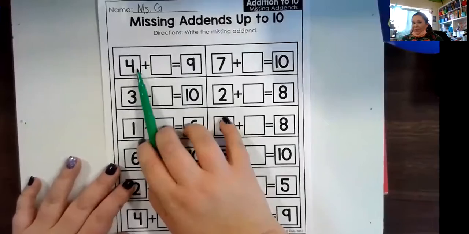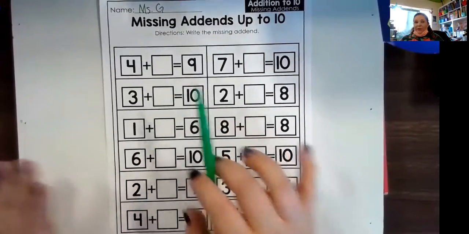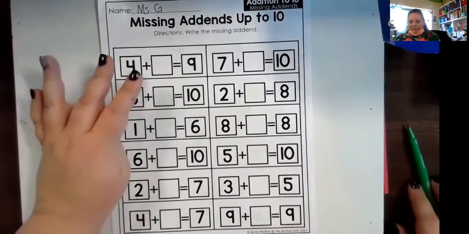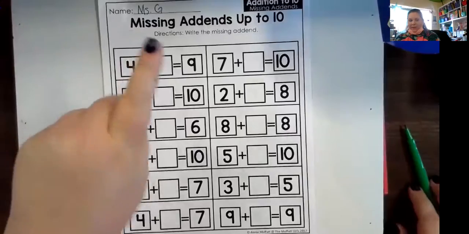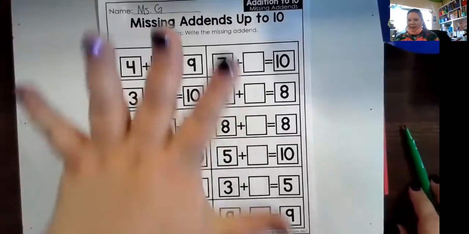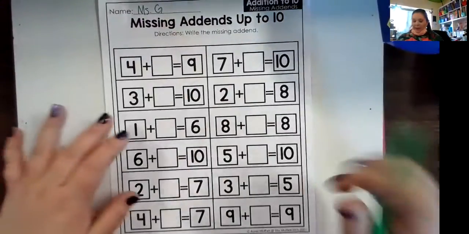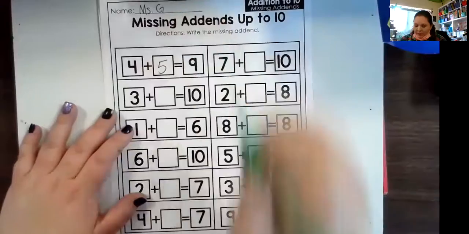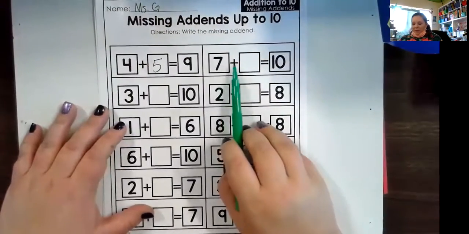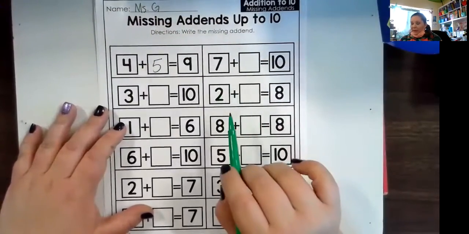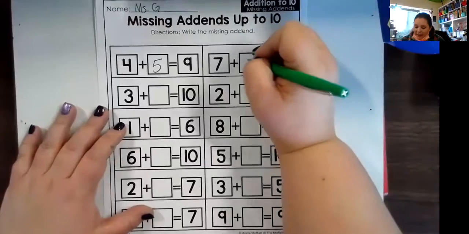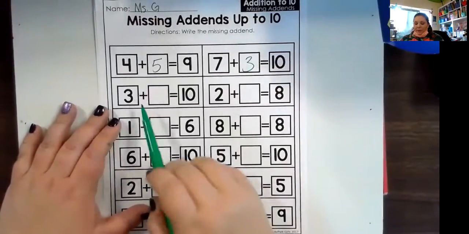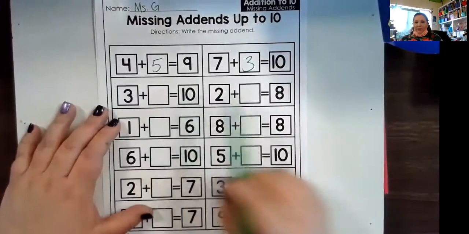Okay, all right, so 4 plus what equals 9? What do we add to 4 to get 9? You could even use your fingers. So 4, okay, 5, 6, 7, 8, 9. We get 5. Okay, 7 plus what equals 10? 3. So we'll write a 3. 3 plus blank equals 10.